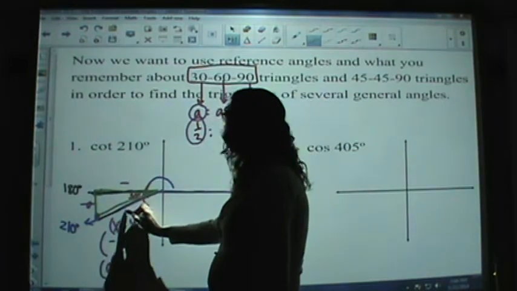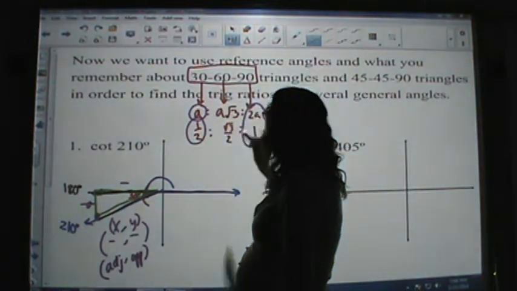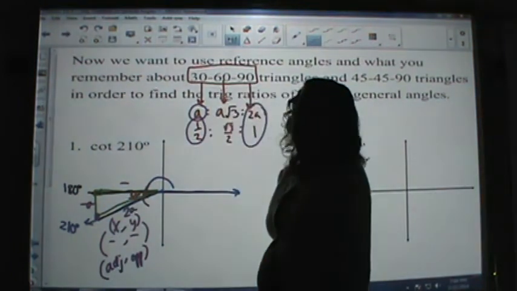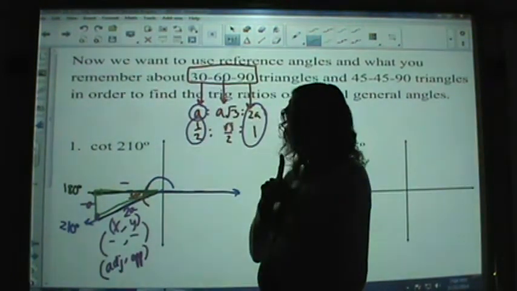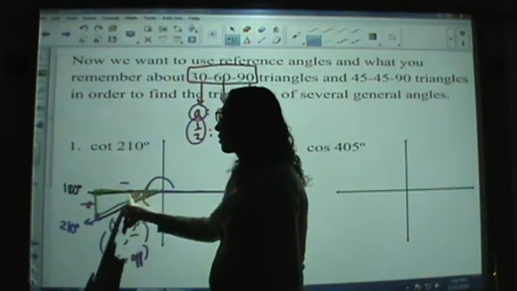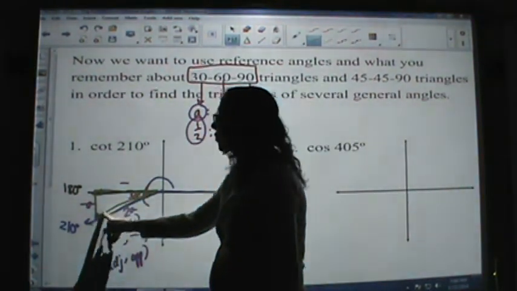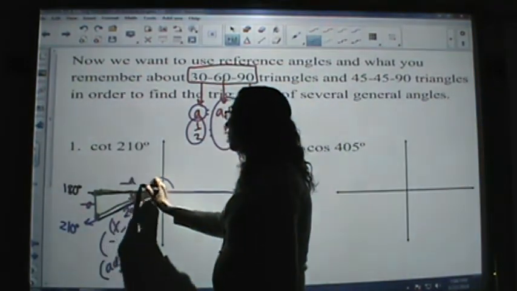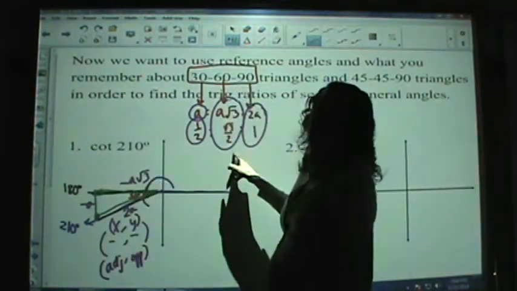Across from the 90 is the hypotenuse. Hypotenuse will be either 2A or it'll be 1. I'm going to use A's for this problem, so I'm going to call it 2A. Hypotenuse is always positive. And then the remaining side must be the side across from the other angle. If that's 30, this has to be 60. So across from the 60 has to be A root 3 in this case, or root 3 over 2.